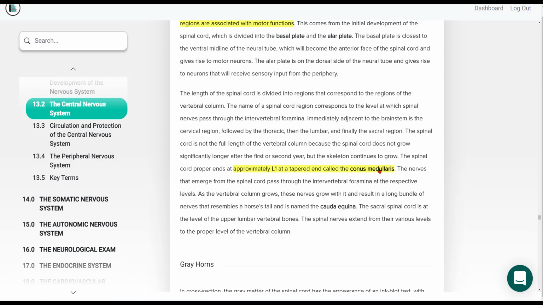But even at L1, at the conus medullaris, there are additional nerves that are going to come off the tip, and all of those nerves are called the cauda equina. Cauda, you recognize as a term meaning tail. Equine, horse. It kind of looks like a ponytail or a horse's tail, hence its name.